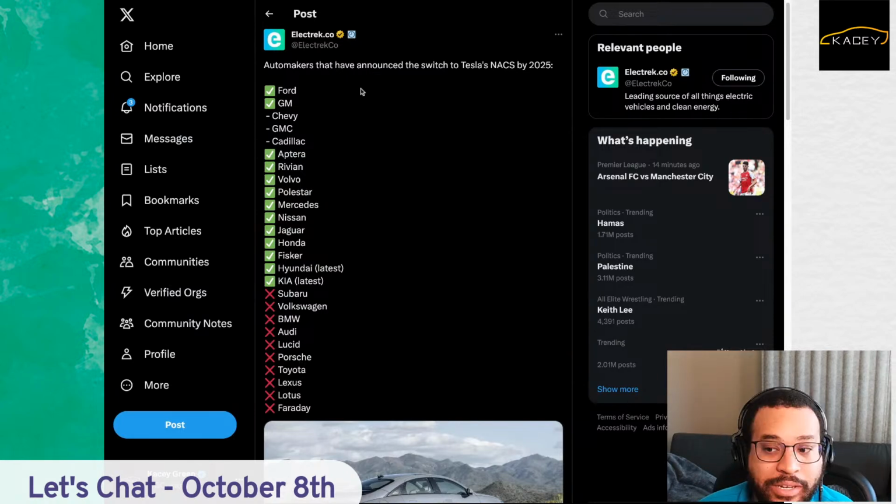Automakers that have announced the switch to Tesla's NACS. I don't know why everybody keeps putting the Tesla first. It's a NACS by 20. Ford, check. GM, check. All these are checks until we get to the X's. GM, including Chevy, GMC, and Cadillac. Aptera, Rivian, Volvo, Polestar, Mercedes, Nissan, Jaguar, Honda, Fisker, Hyundai. Honda also includes Acura.